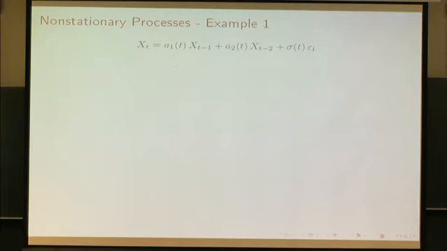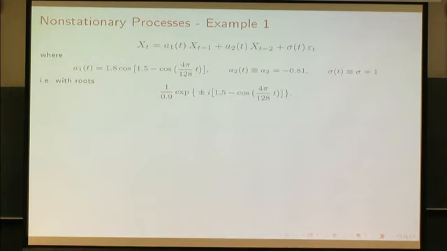So this is an AR(2) process. You all know that one. And the innovations are, for example, Gaussian with variance 1, so the standard deviation is here in front. And now the whole thing is time varying. You all know that this process has two roots, and these are the coefficients. Looks fairly complicated, and these are the roots.